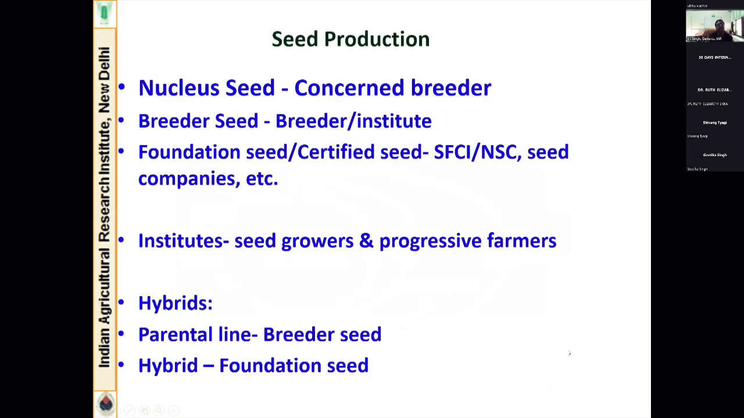In seed production, first there is nucleus seed, which is produced by the concerned breeder. Breeder seed is produced by the breeder or the institute where the variety has been developed. Foundation or certified seed is produced by SFCI or NSC or seed companies under MOU or institutes, and seed growers and seed farmers can also produce TL seeds. In hybrids, the parental lines are produced as breeder seed and hybrids as foundation seed.